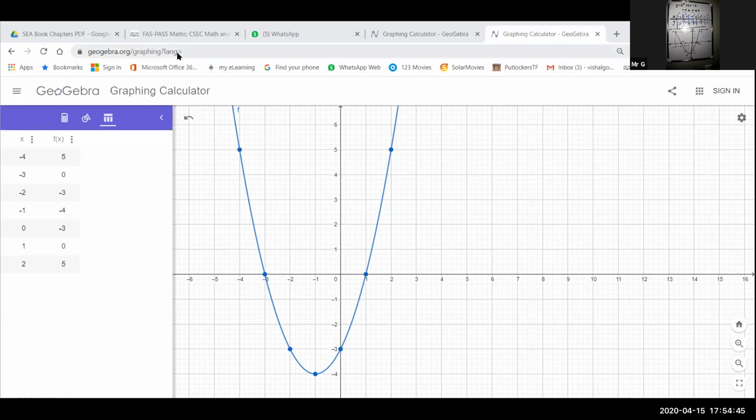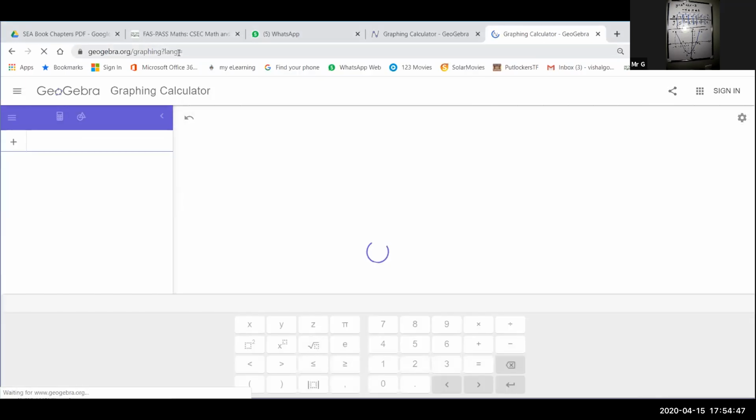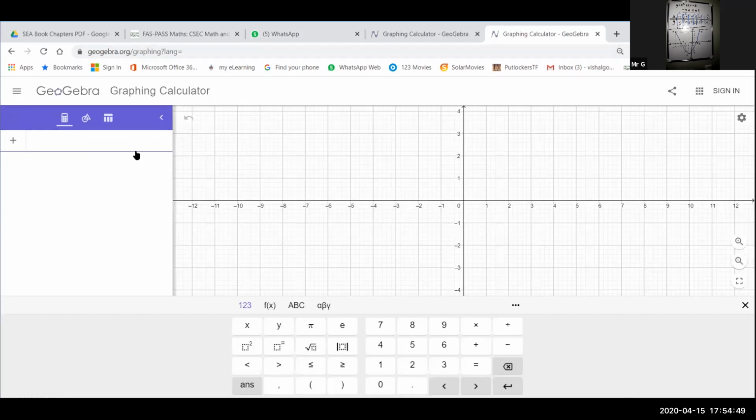So reload. Let me just quickly show you how to use it. This point here is where you are inputting your values. So you press here, and again, they told us that y is equal to x squared plus 2x minus 3 in the question. So you're clicking here, this is x.